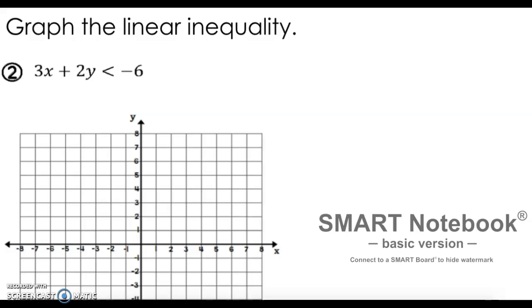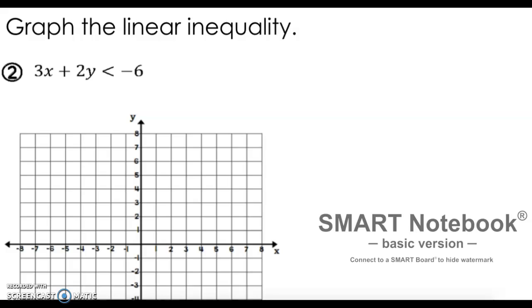Okay, today's bell word problem says to graph the linear inequality. So here you will notice that our inequality is 3x plus 2y is less than -6. We can't graph this right away because this inequality is in standard form. So if it were an equation, 3x plus 2y equals -6, that's standard form.